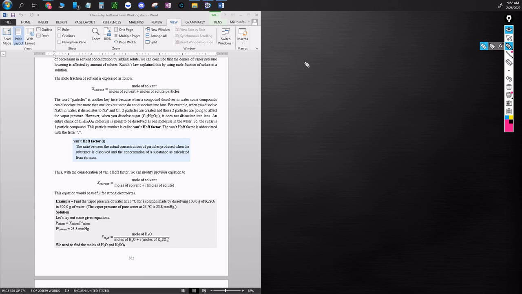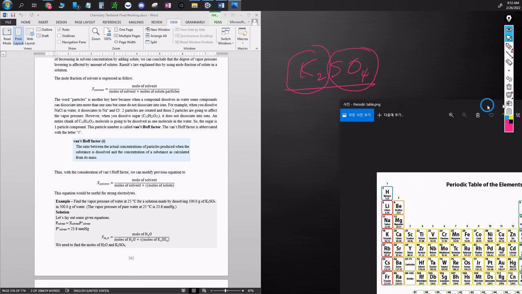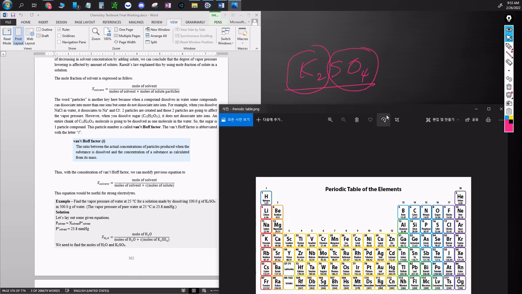Potassium sulfate. Is this soluble or not? Well, let's take a look. This is metal, this is non-metal, right? If you look at the periodic table, let me pull up the periodic table. Here we go. So we have sulfur here, oxygen here, potassium is here. We're definitely talking about metal to non-metal stuff.